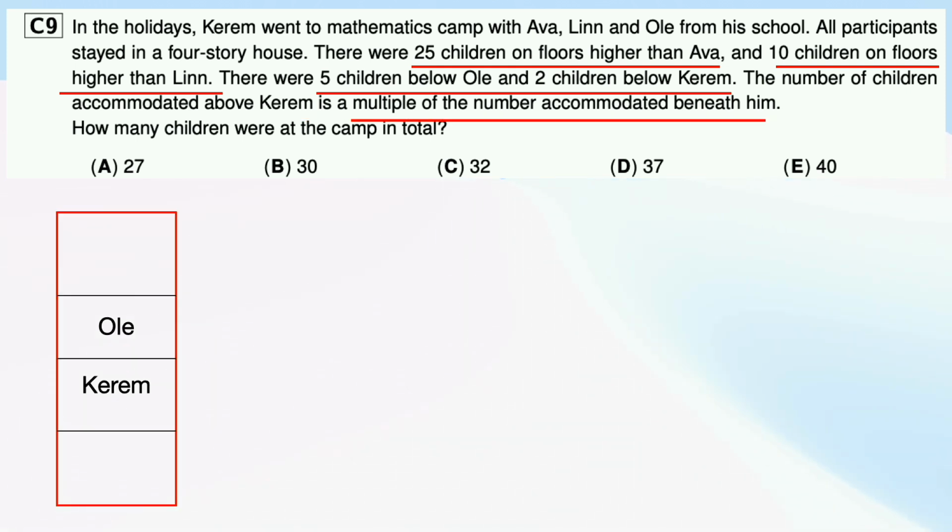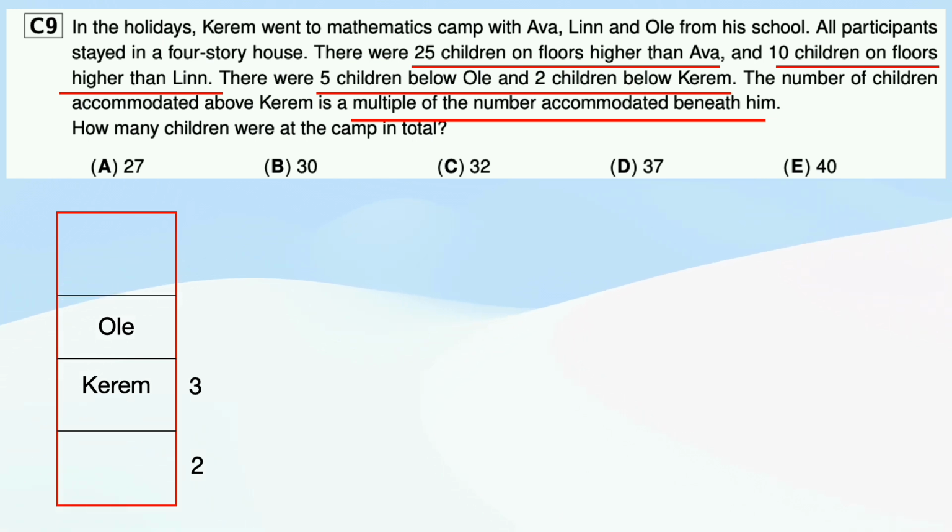So we fix the position: Ole is on the 3rd floor, and Kerem is on the 2nd floor. But we can not only determine the floor, we can also determine how many children are on each of these floors. For example, below Kerem there are 2 children, so we note there are 2 children on the 1st floor. Since there are 5 children below Ole and 2 are already under Kerem, there must be 3 children on the 2nd floor, marking 5 children below Ole in total.